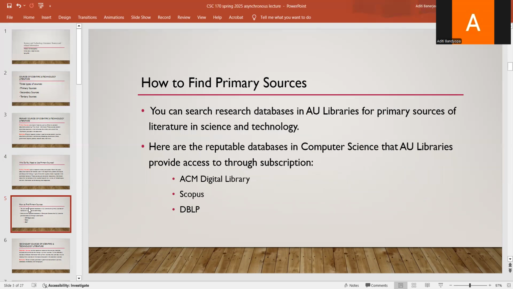How can you locate primary sources of scientific literature? You can search research databases in Adelphi libraries for primary sources of literature in science and technology. Here are some reputable databases in computer science that Adelphi University libraries provide access to the users through the subscriptions. These databases are ACM Digital Library, Scopus, and DBLP.